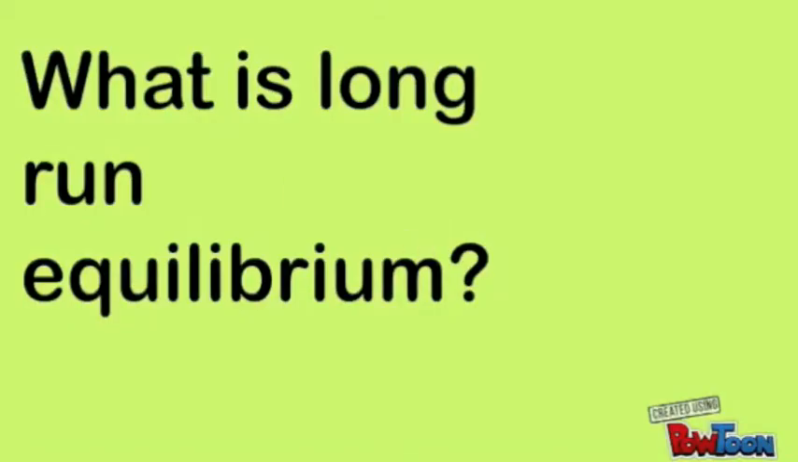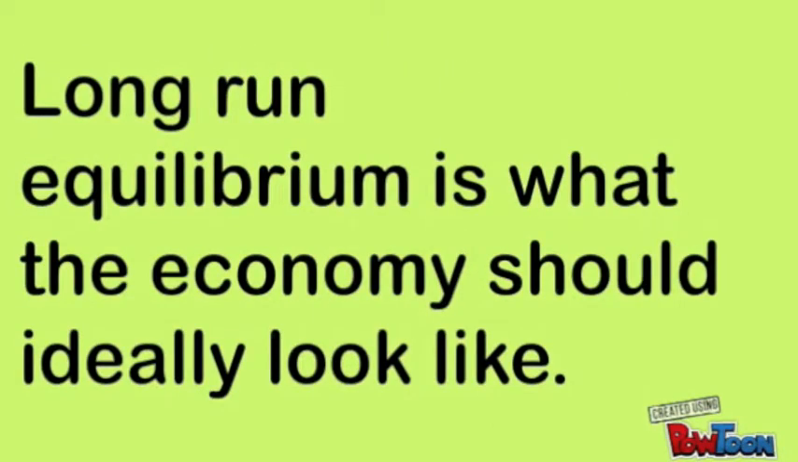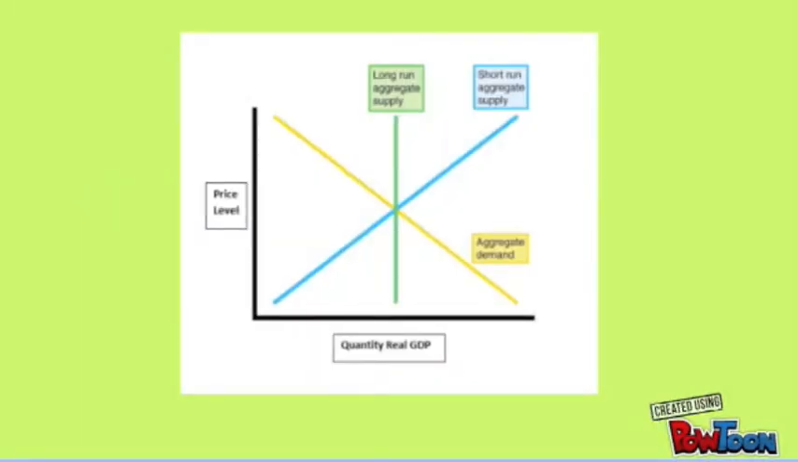What is long-run equilibrium? Long-run equilibrium is what the economy should ideally look like. It is when the market price equals the quantity demanded to the total quantity supplied by the number of businesses in the industry when each business produces on its long-run supply curve. All businesses are maximizing profits. Here is a graph of long-run equilibrium. As you can see, there is price level, quantity real GDP, long-run aggregate supply, aggregate demand, and aggregate supply.